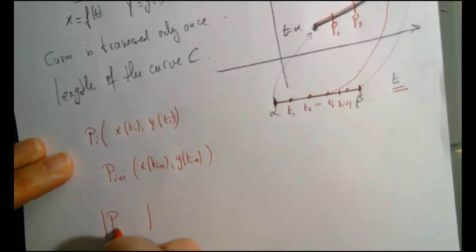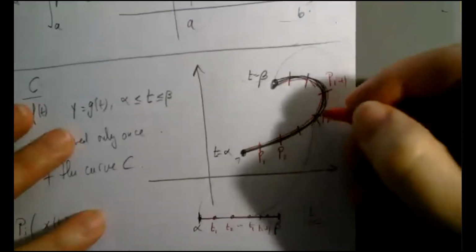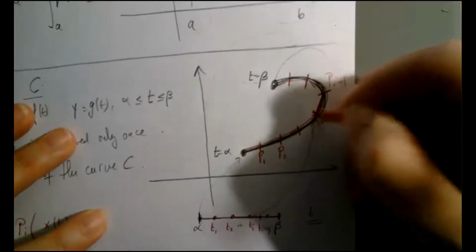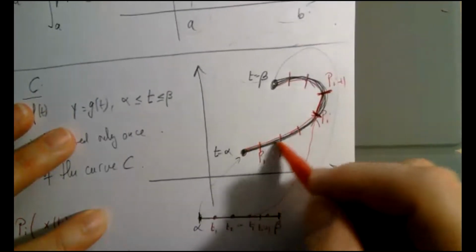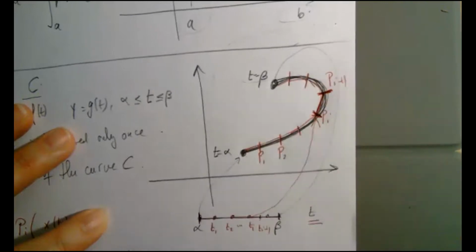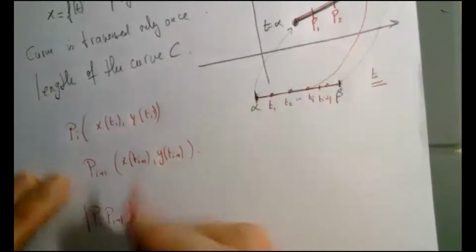And now I will do exactly what we always do. I compute the length of every line segment. It means I want to compute the length of that. And then I'm going to add those lengths and come up with the nice formula. What is the length of every line segment?